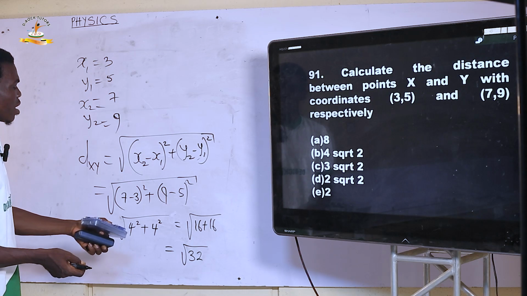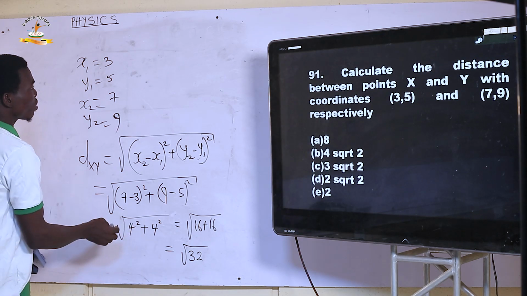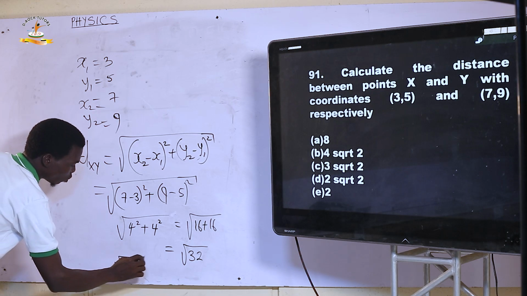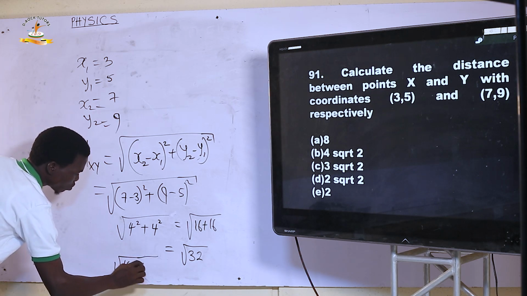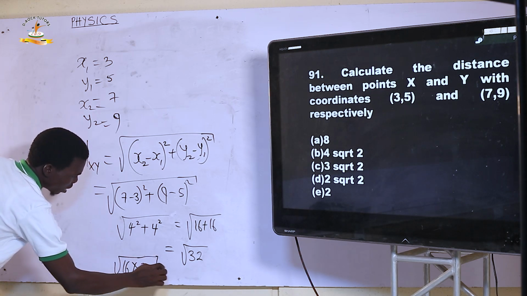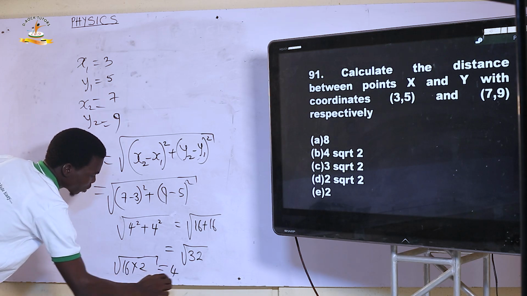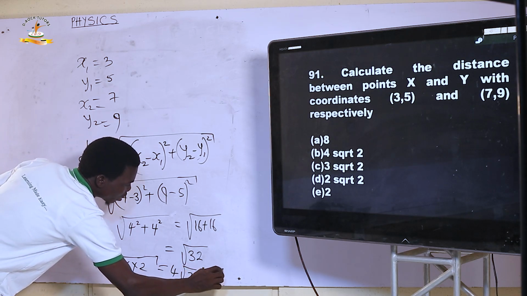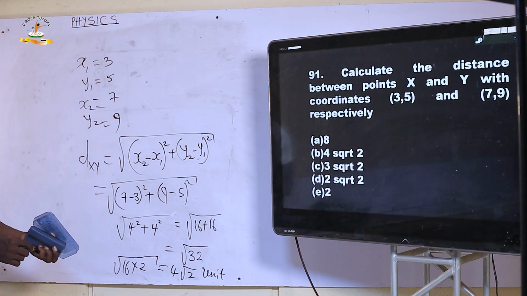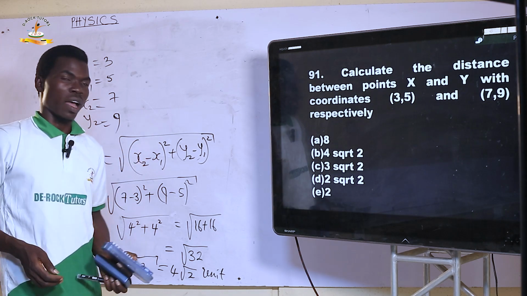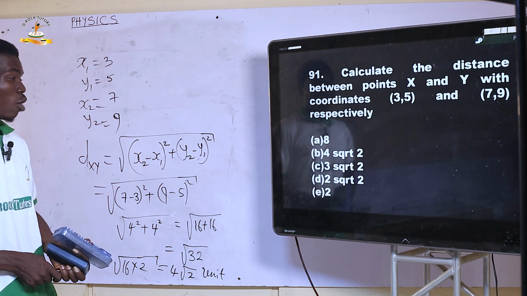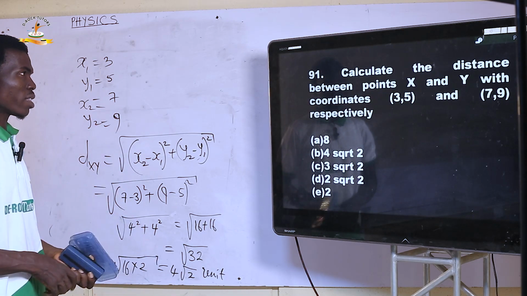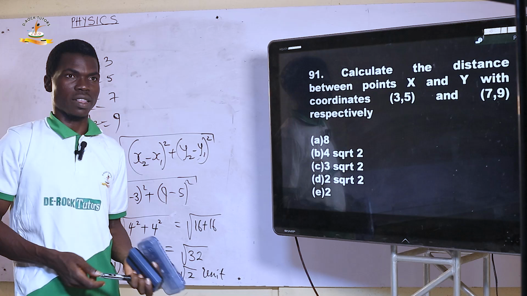So you can see that if you take root 32, this same root 32 can be said to be root of 16 times 2, and at that we have root of 16 is 4 and root of 2 remains 2, so units. So our option is 4 root 2 units, and that is our answer. Option B is our answer. 4 root 2 is the answer as to the distance between X and Y.